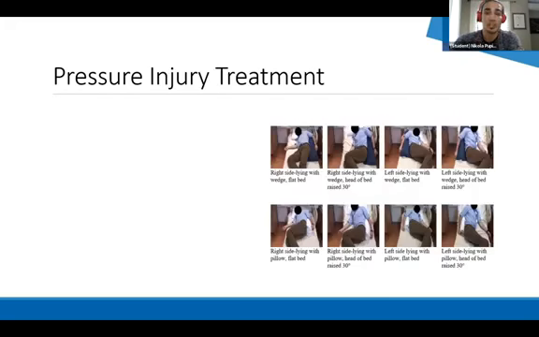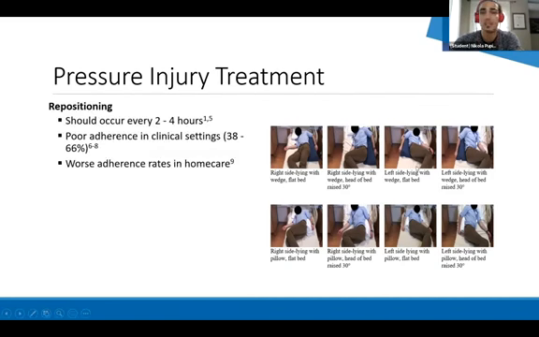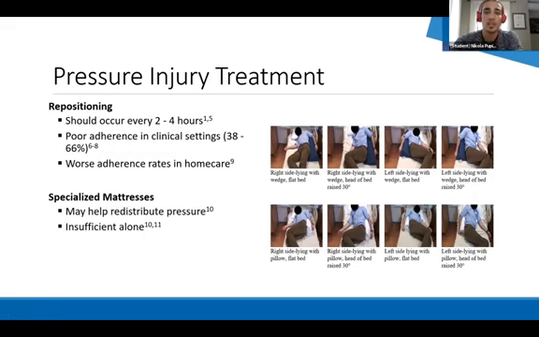So looking at treatment, repositioning at 2 to 4 hour intervals is commonly accepted as the single best practice for the prevention and treatment of pressure injuries. Specialized mattresses can also be used to aid in repositioning, but evidence shows that they're insufficient alone, meaning they can't replace the need for repositioning. Unfortunately, adherence rates to repositioning are poor in clinical settings, and they're expected to be worse in home care, meaning patients aren't being repositioned as frequently as needed.